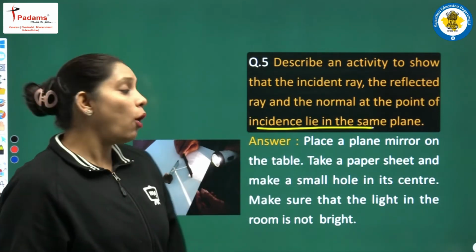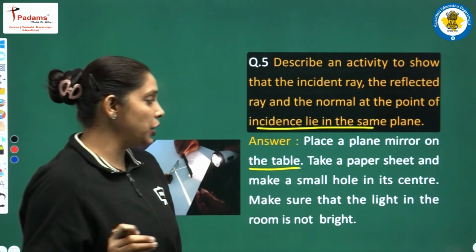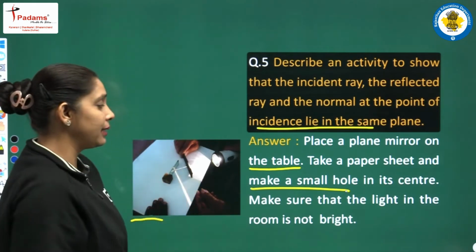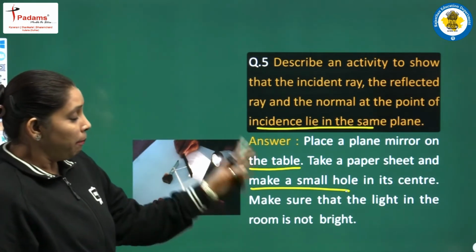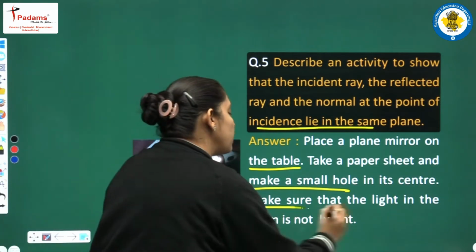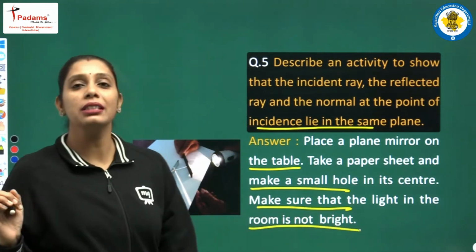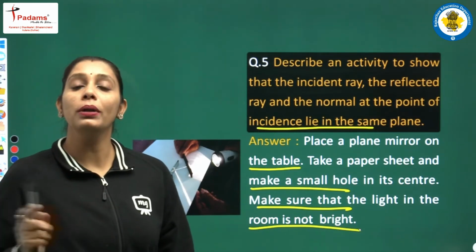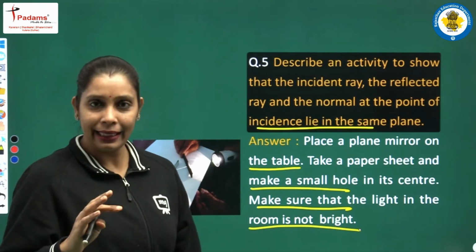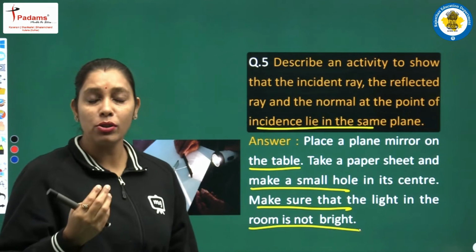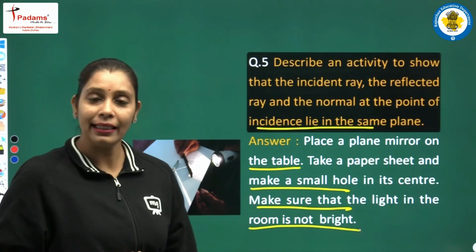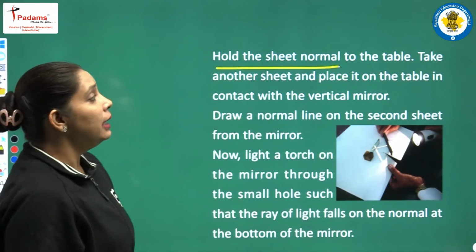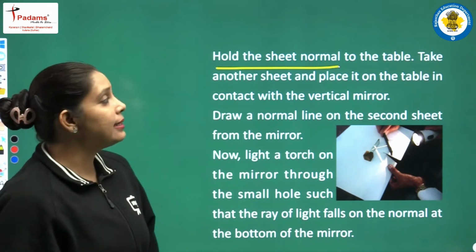Place a plane mirror on a table, take a paper sheet and make a small hole in its center. Have a look like this, okay? Make sure that the light in the room is not bright. Yes, देखो ये हमेशा ध्यान रखना, जब भी हम लाइट से रिलेटेड कोई एक्सपेरिमेंट्स करते हैं, कोई एक्टिविटीज़ करते हैं, तो हमारे रूम की लाइट इट शुड नॉट बी सो ब्राइट. क्लियर एवरीबडी? बिकॉज हमें रिफ्लेक्शंस ऑब्जर्व करने हैं, हमें रेज ऑब्जर्व करनी हैं. क्लियर एवरीवन?